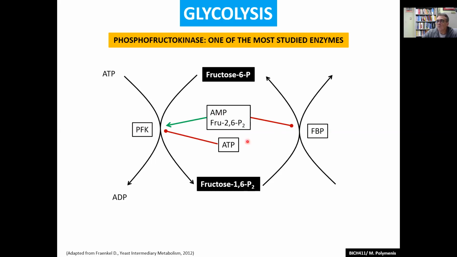So high AMP, which means low energy status, will activate PFK. That makes a lot of sense because you have to take glucose down through glycolysis and burn it and make some ATP, let's say. Another allosteric effector is fructose 2,6-bisphosphate. But if you look at the effect of AMP, for example, it's completely opposite on FBP. So if you have high amounts of AMP, you will inhibit FBP.